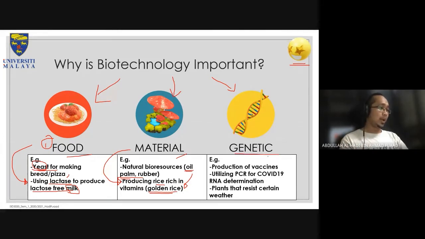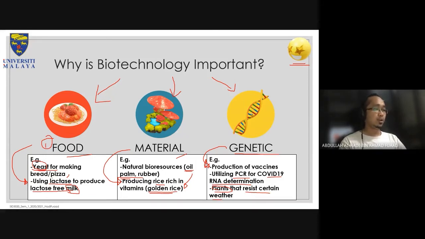And the third one, under the genetic subheading, Adam, please. Okay. So you can modify genetically engineered cells to produce vaccines, genetically engineer bacteria to do that. You utilize PCR for COVID-19, RNA. That one just falls under genetic, because you are using genetic technology. And also you can modify plants so that they can resist certain weather, like drought, for example.